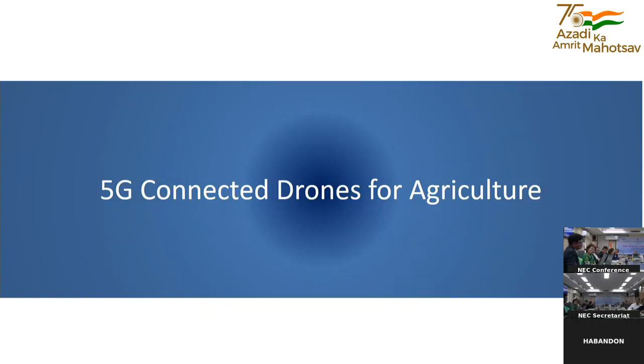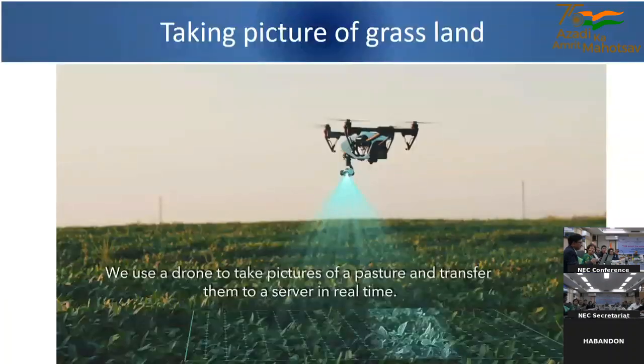So the next is how the drones will help agriculture. So here, in this picture, what you see is that the drone is a 5G capable drone, wherein it also has multiple cameras, which is taking pictures of, say, a grassland or agriculture field. So in this example, it is trying to find out the pastures or the weeds which are present in the farm field, so that targeted pesticide can be applied.